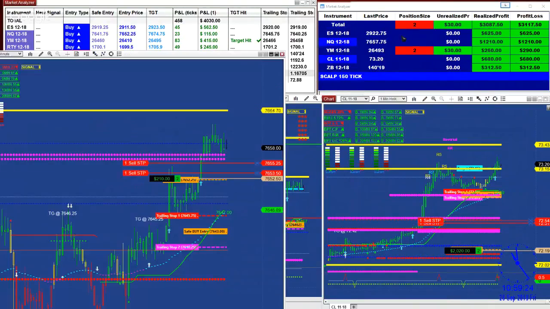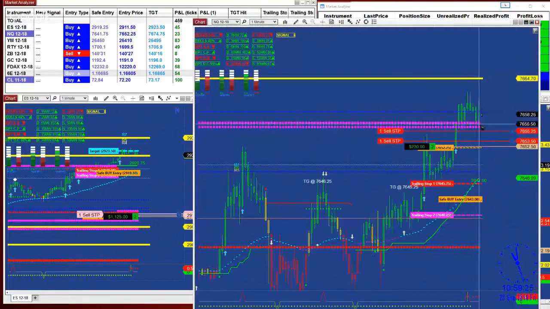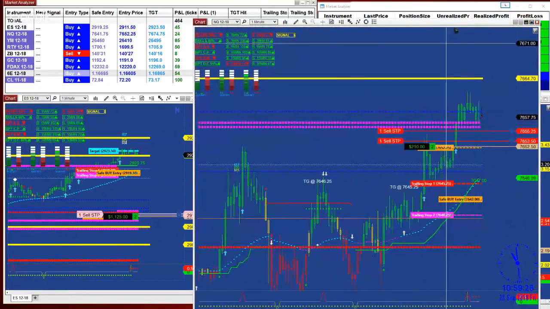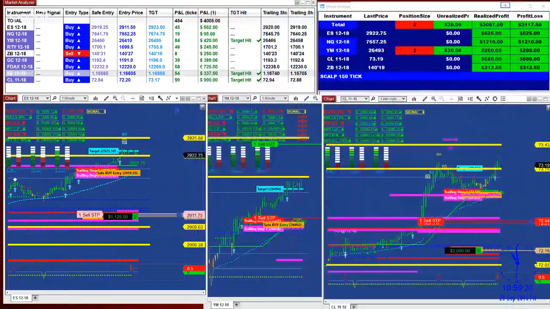And this is the entry I called again on the Nasdaq, and the whole purpose of that is for everybody to get to know me. That's it.